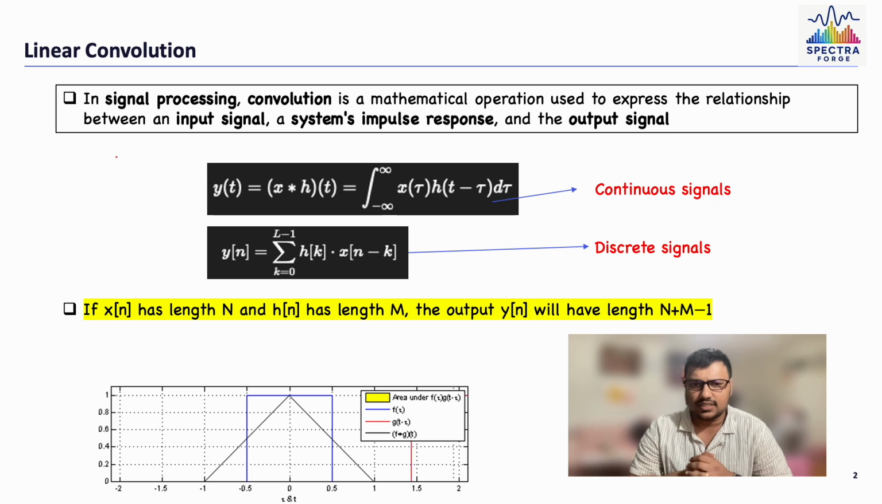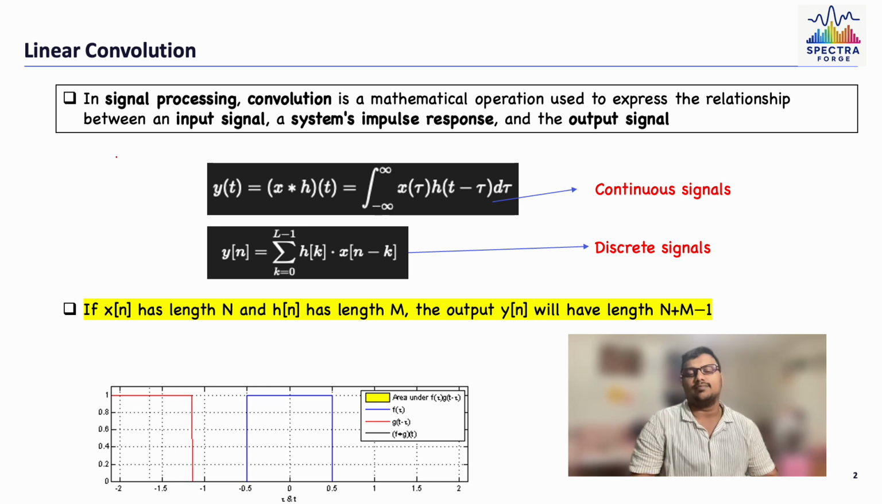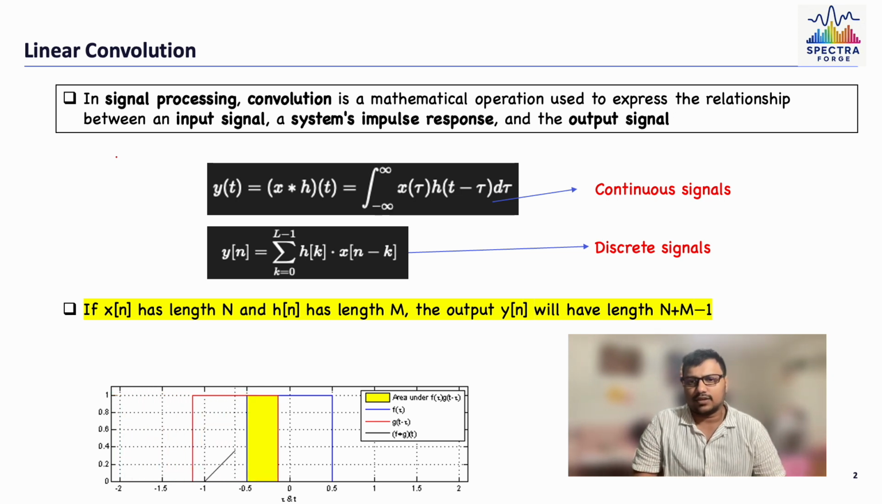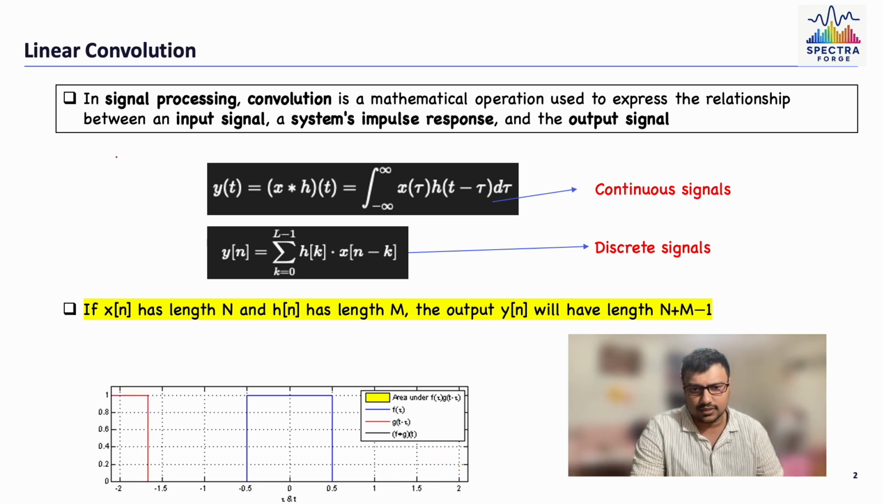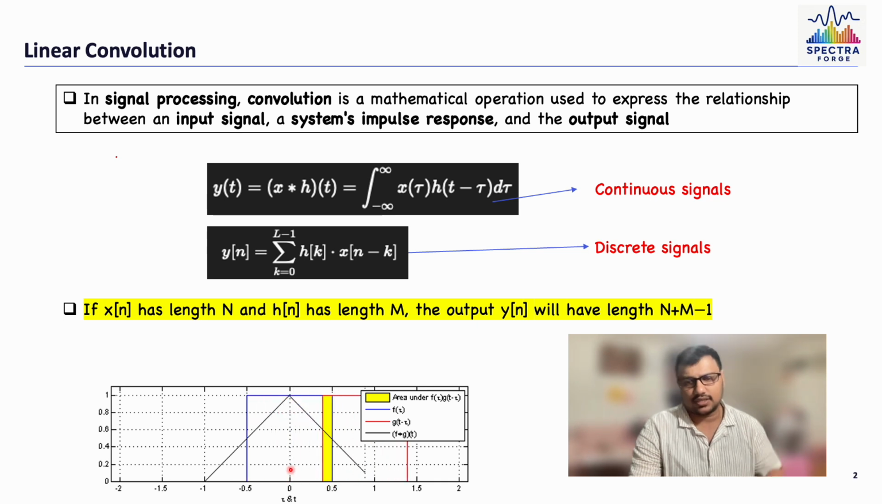For example, if x of t is of length n and h of n has length m, then the output y of n will have a length of n plus m minus 1. This can be seen from the figure shown on the slide. Here, if the blue line is x of t and the red square is h of t, you flip the signal and do the time shift. So you will see the black line as the output y.